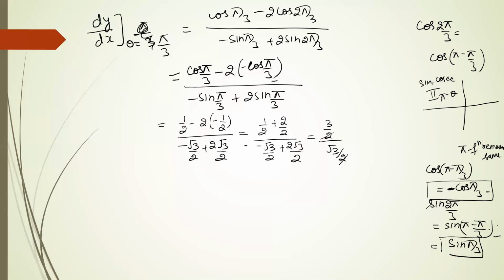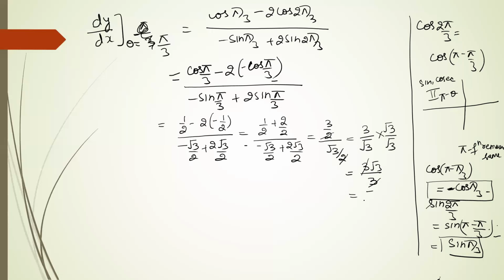The 2 in the denominator gets cancelled. We are left with 3 by root 3. Because we have root 3 in the denominator, we have to rationalize. So after rationalizing, what are we getting? 3 root 3 upon 3. 3 gets cancelled. We are getting root 3 as our answer.